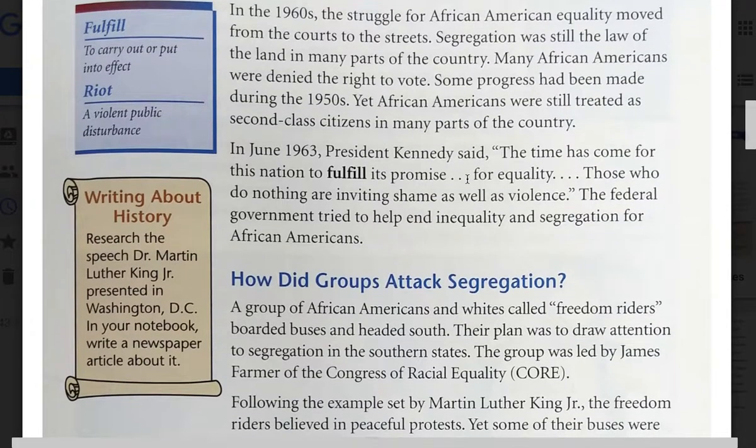In June 1963, President Kennedy said, "The time has come for this nation to fulfill its promise for equality. Those who do nothing are inviting shame as well as violence." The federal government tried to help end inequality and segregation for African Americans.